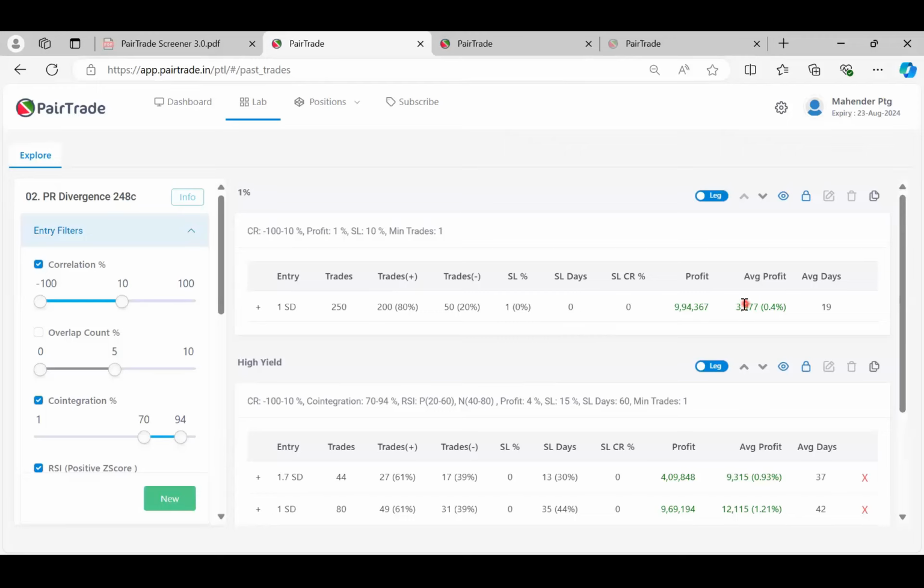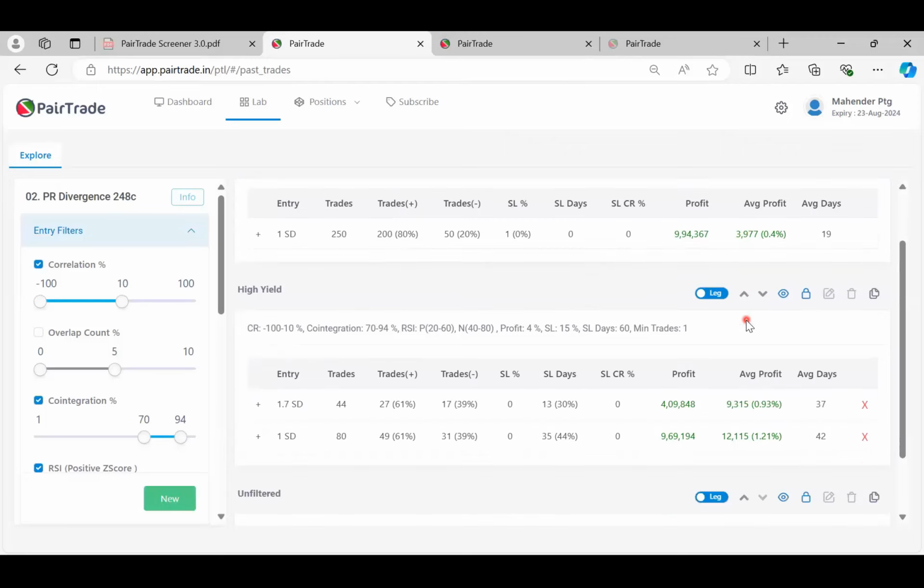See here, if you see per trade it is only 4,000 rupees. Here the high yield combination, that is correlation from minus. See, for normal thing, the correlation should be at a higher end, right? But we are doing the negative trade. So my correlation should be in the negative also, right? So correlation is -100 to 10. Cointegration is also below 95. RSI is also reverse. The settings are all reverse.